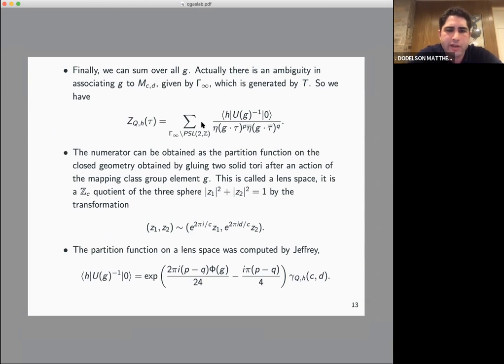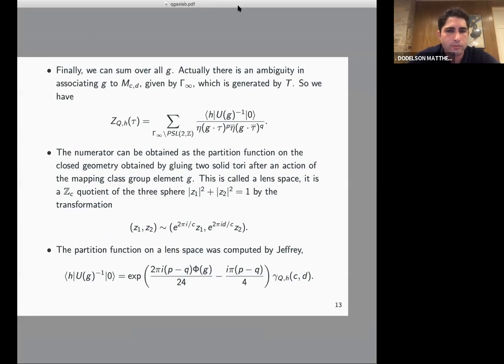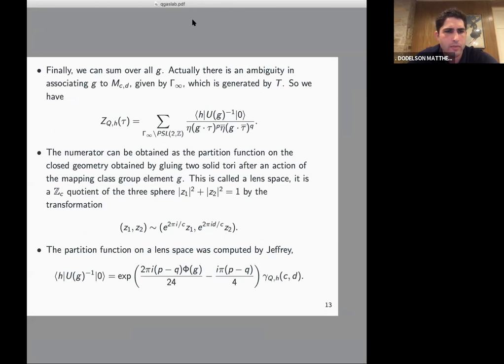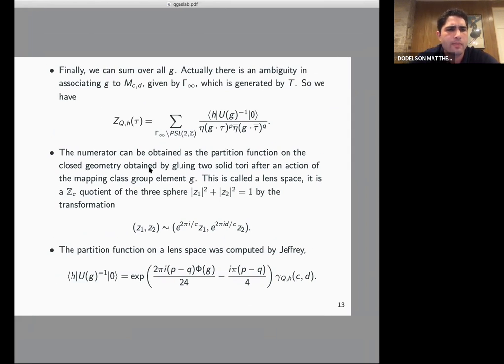But actually, there's an ambiguity in associating a group element to M_{C,D}, and this is given by gamma infinity, which is generated by tau goes to tau plus 1. So that corresponds to the framing anomaly transformation. And so we have to quotient out by that subgroup. And so we just get this final sum.